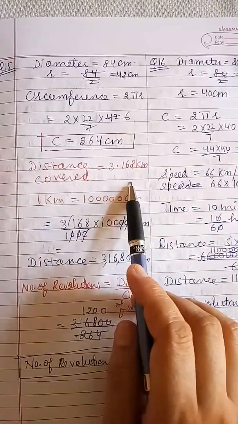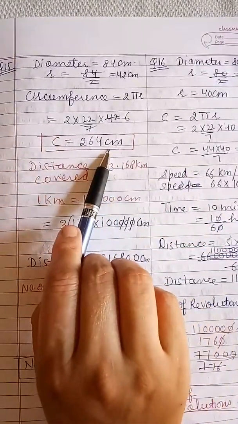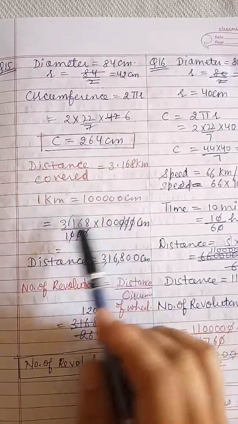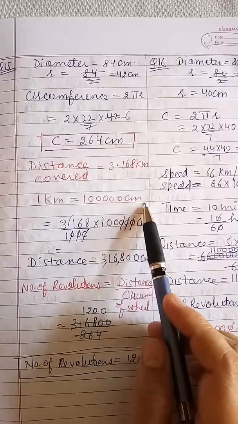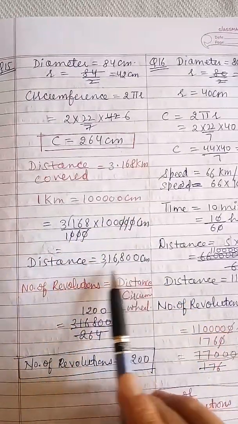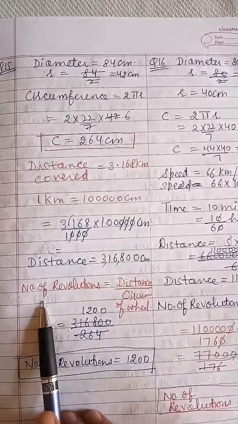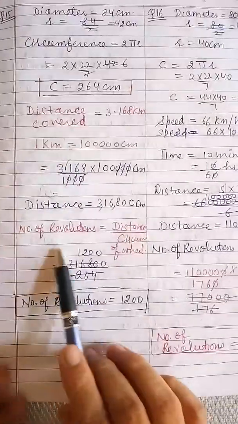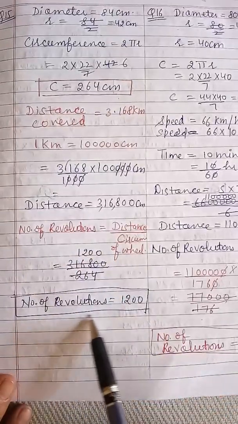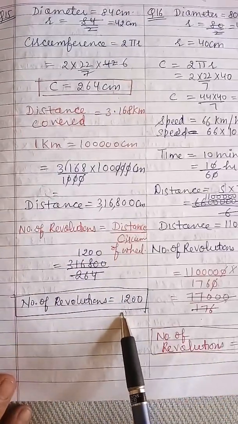Distance is already given in kilometer, but this circumference is in centimeter. We know the relationship between kilometer and centimeter. In 1 kilometer 1 lakh centimeters are there. So then you can solve it and you can find the distance. This is the distance in centimeter. Now what is the number of revolutions? Number of revolutions is distance divided by circumference. We can divide it. So number of revolutions will be 1200.